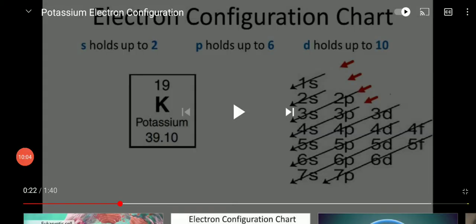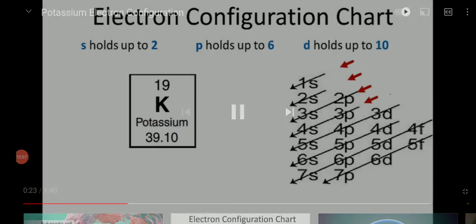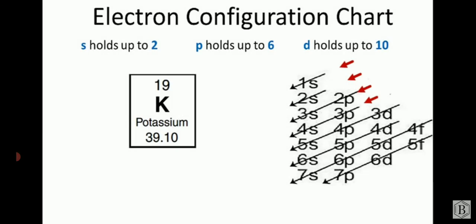Okay students, let us see another example, potassium. To find the electron configuration for potassium, we will look at the periodic table and find the atomic number. That's the number above the element symbol. It tells us the number of protons, but it also tells us the number of electrons. And once we know the number of electrons, we can write the electronic configuration for potassium. For potassium, we will use the chart on the right to help us.